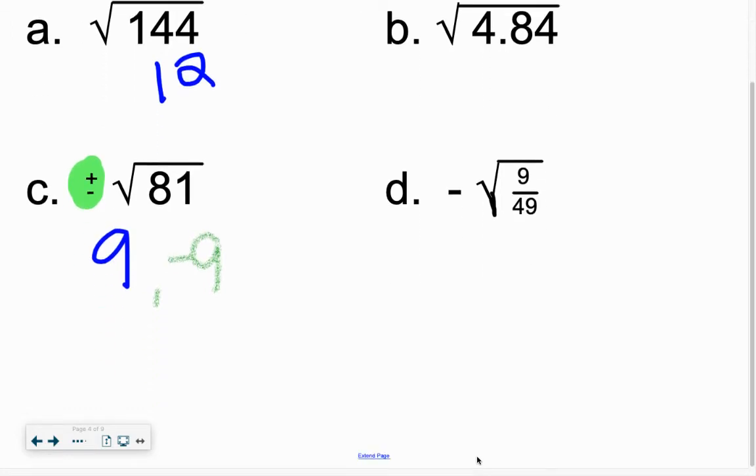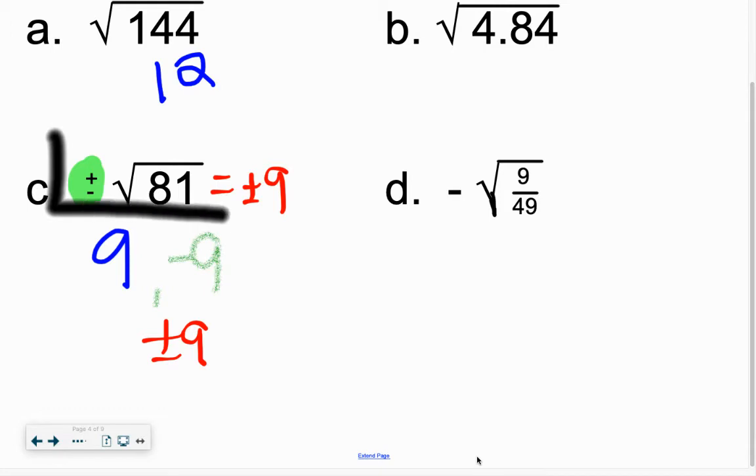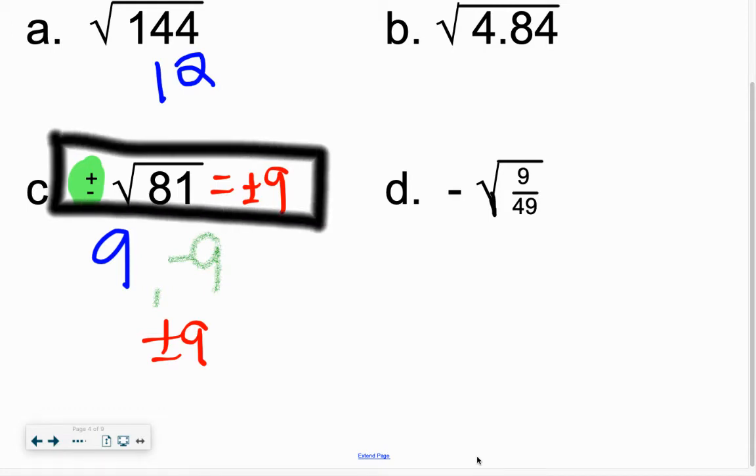So you could have just told me it's plus or minus 9. Please note again, on your assignment, do not just put down plus or minus 9. Mr. Walls is going to want to see the original problem and your answer, but that is all the work that I'm going to need to see.